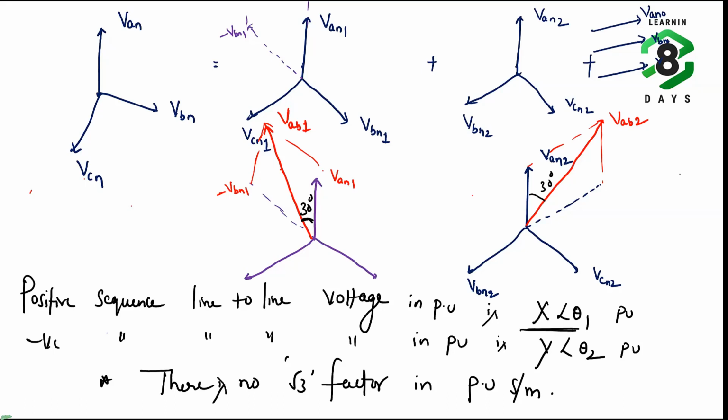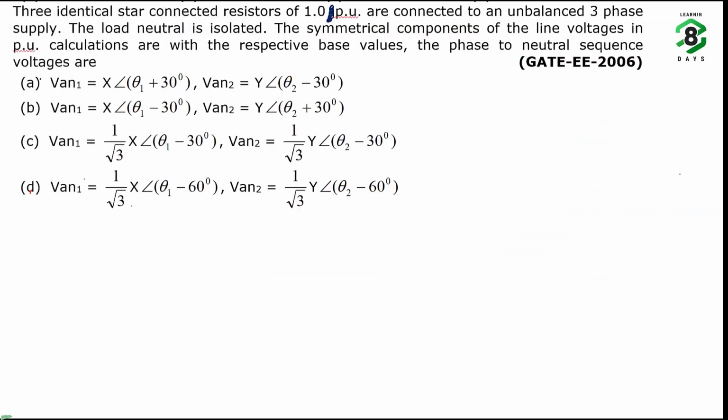So since he is telling in per unit, what will be the relationship between the line to line per unit values and phase to neutral per unit values? That is the question. If you go back to the question, one phase to neutral positive sequence voltage, X value is what? Line to line positive sequence voltage. Now you have understood X and Y, what is the right relation? In two options, he has considered root 3, which is absurd. In per unit system, there is no root 3 factor. If you don't understand, I'll explain a little later. First, you go by this one.